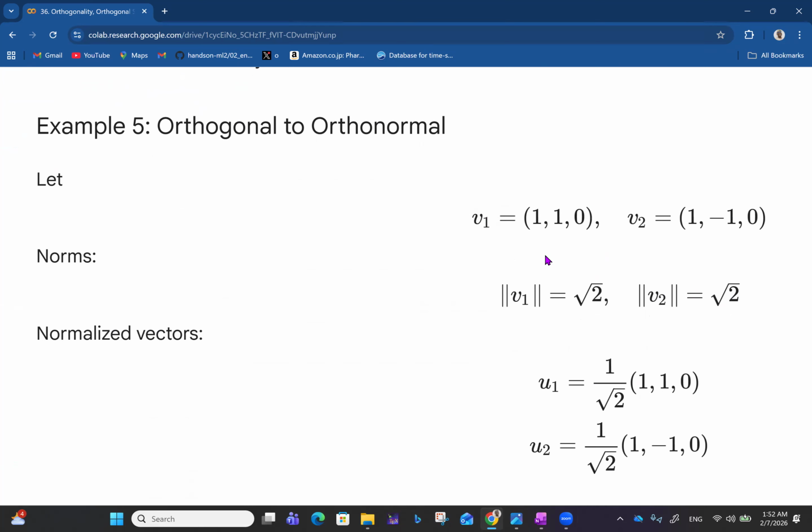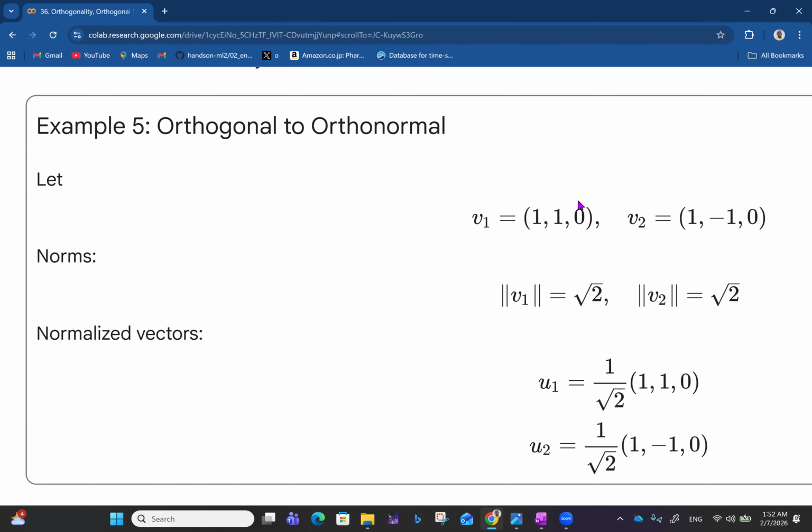What do we do for each of the vectors? We find the norm. To find the norm of this, we just have the square root of 1 squared plus 1 squared plus 0 squared. That will be the square root of 2. Then same goes here: the square root of 1 squared plus (minus 1) squared plus 0 squared. That's also root 2. So the norm of v1 is root 2. The norm of v2 is root 2 also.